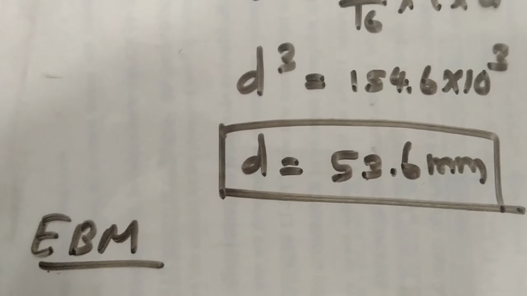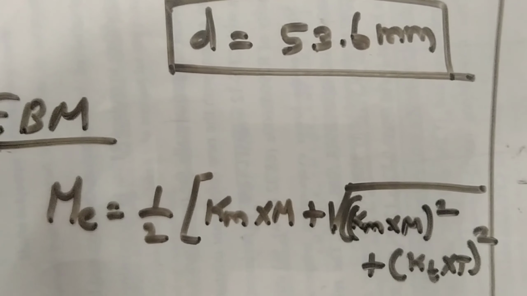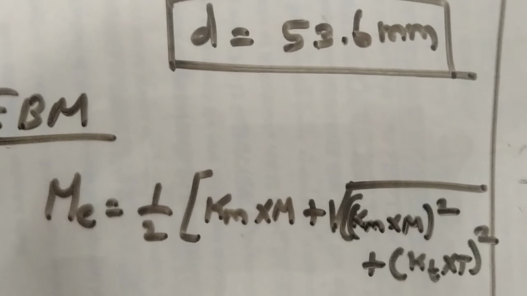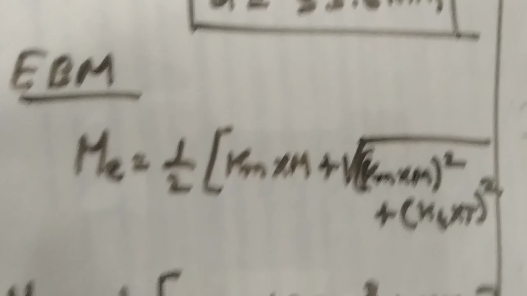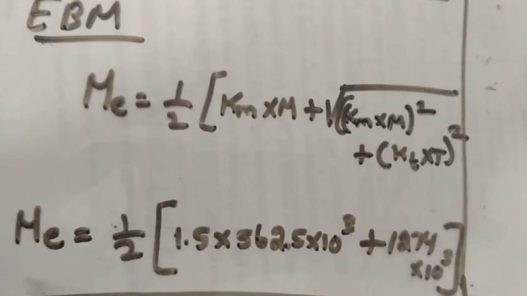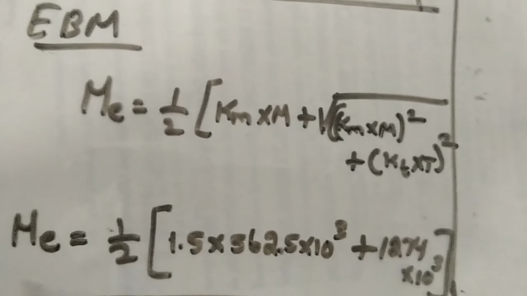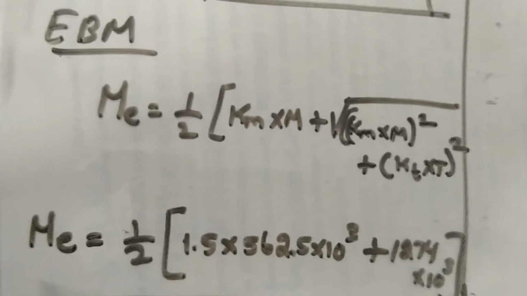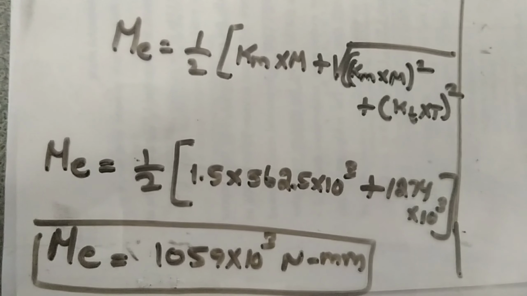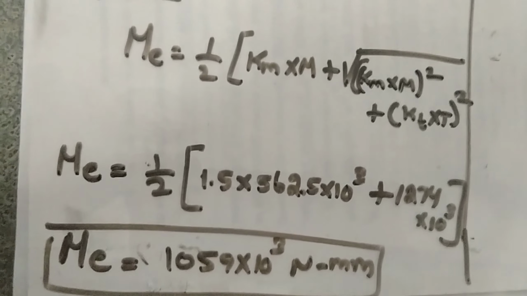Next we move on to the equivalent bending moment. We know the formula for that: ME equal to 1 by 2 km into m plus root of km into m whole square plus kt into t whole square. Once we know all the values, we apply them like this: 1 by 2, 1.5 into 562.5 to the power of 3 plus 1274 to the power of 3. Yes, this is the TE value. The equation for TE is the same here also. If you calculate these, you will get 1059 to the power of 3 Newton millimeter.